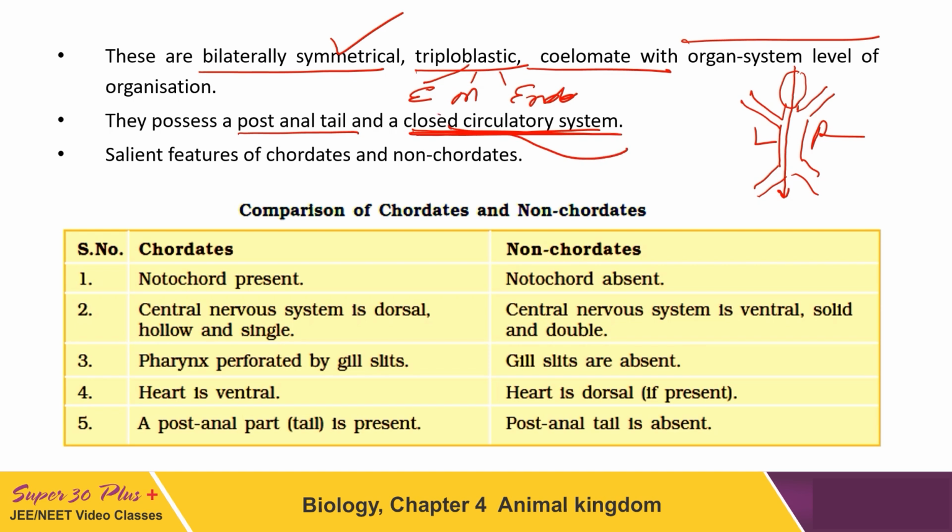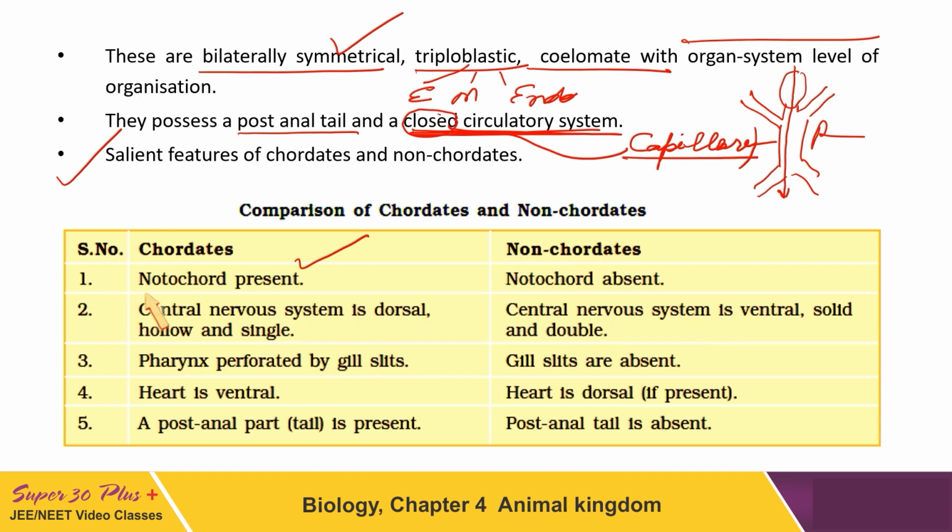Closed circulatory system, important one. Closed circulatory system is associated with capillary. Capillary are present in which type of circulatory system? Closed. Capillary are not found in open circulatory system. Then salient features of the chordate and non-chordate, if you want to compare. Right now you have seen what these are.